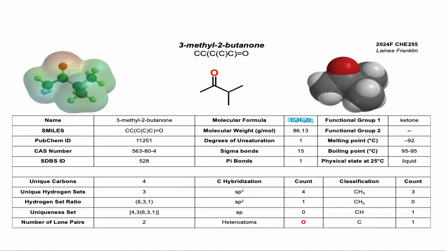We have one functional group, which is going to be your ketone group. We have a molecular weight of 86.13. We have 1 degree of unsaturation, which comes from the double bond in the ketone group. We have 15 sigma bonds, 1 pi bond.